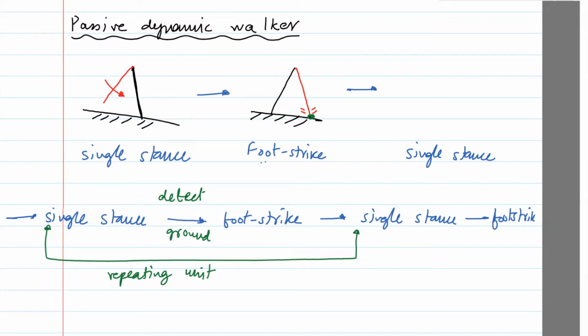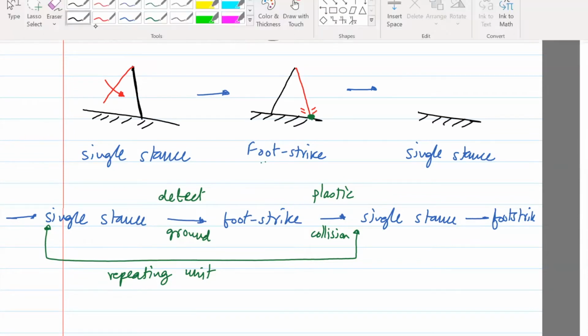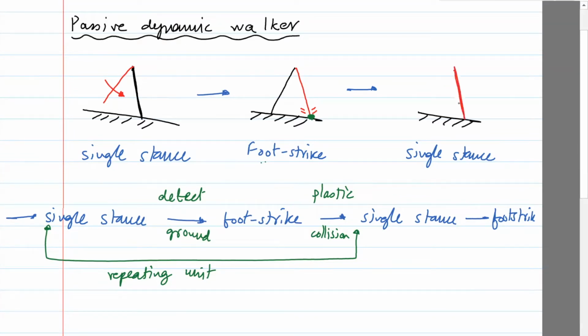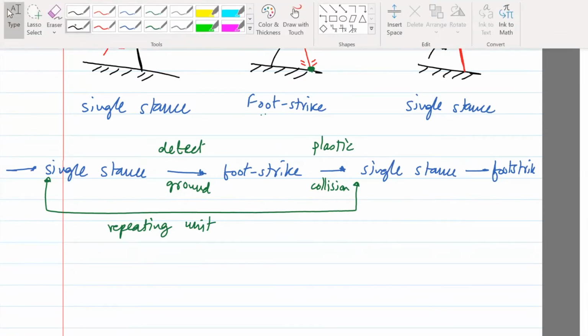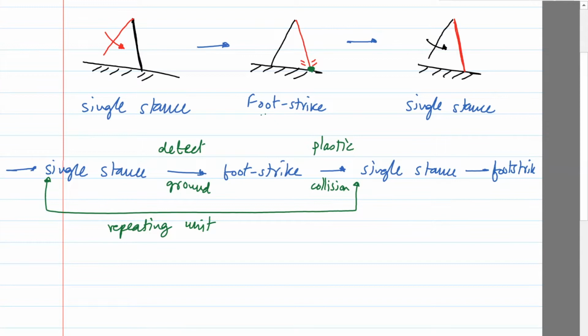Okay, and then after this foot strike, there is a plastic collision right after foot strike, where the dot on the red line, or the swing leg, sticks to the ground, so that's the plastic part, and then the black line actually starts moving, which is the swing leg. So let me draw that. So the red one is the stance leg, the black leg is the new swing leg, and that's going to swing.